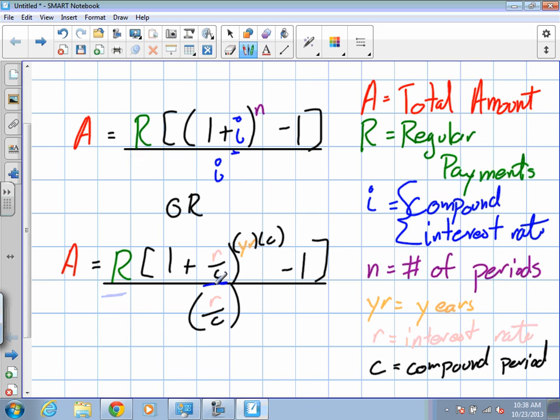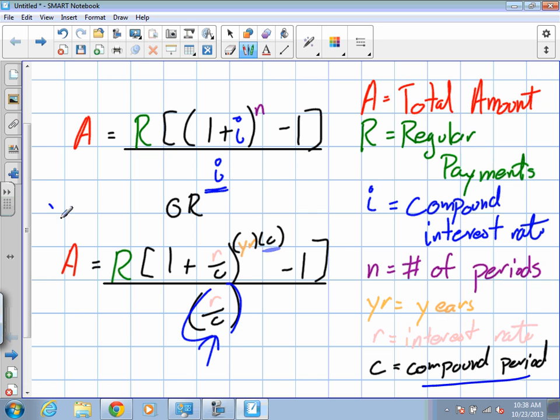And to calculate I, we take the interest rate, which is this R, and we divide by the compounding period. And we'll talk about what a compounding period is. To the power of n. N is the number of periods. To calculate the number of periods, we take the number of years that this annuity is going to be on for, so whether it's a 5-year annuity, a 10-year annuity, and we again multiply by compound period. We divide it by I, and that's again how you calculate I.